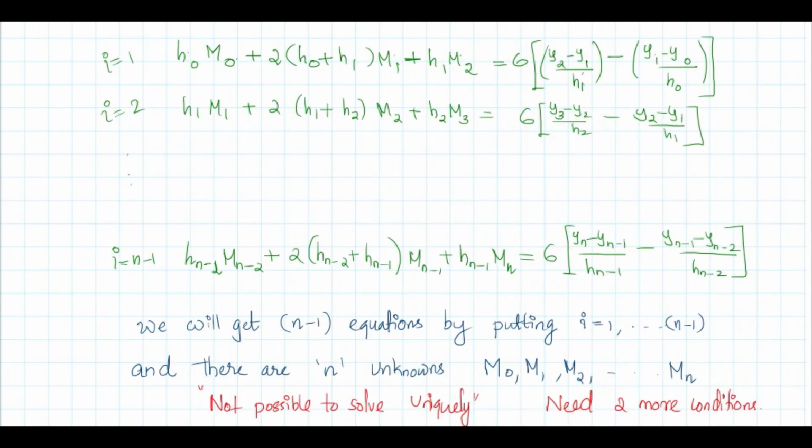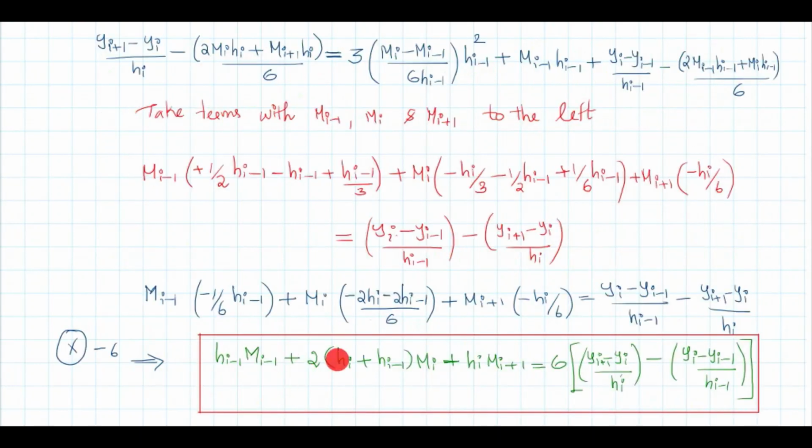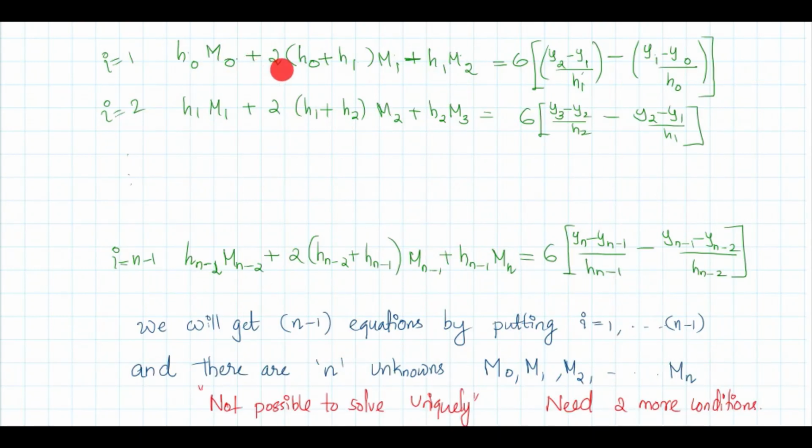If you put i equal to 1 in this expression, you will get h0 m0 plus 2 into (h0 plus h1) m1 plus h1 m2 equal to 6 into ((y2 minus y1) by h1 minus (y1 minus y0) by h0). When you put i equal to 2, you will get h1 m1 plus 2 into (h1 plus h2) m2 plus h2 m3 equal to 6 into ((y3 minus y2) by h2 minus (y2 minus y1) by h1), and so on. When you put i equal to n minus 1, you will get the last expression. So how many equations are there? Starting from i equal to 1 to i equal to n minus 1, there are n minus 1 equations.